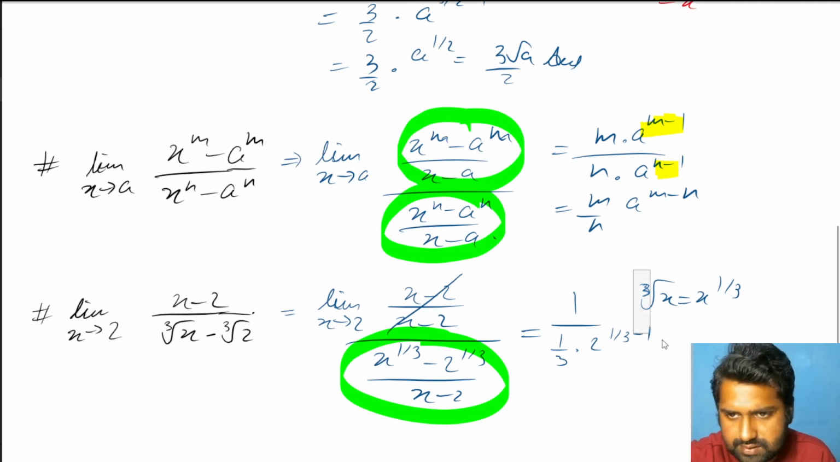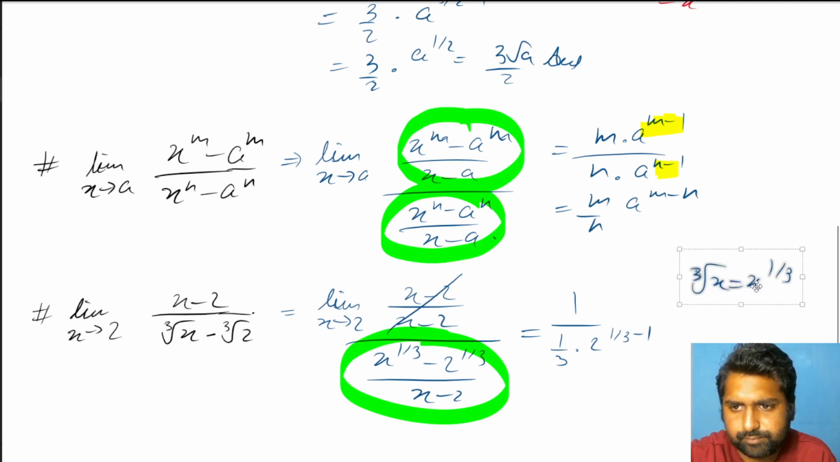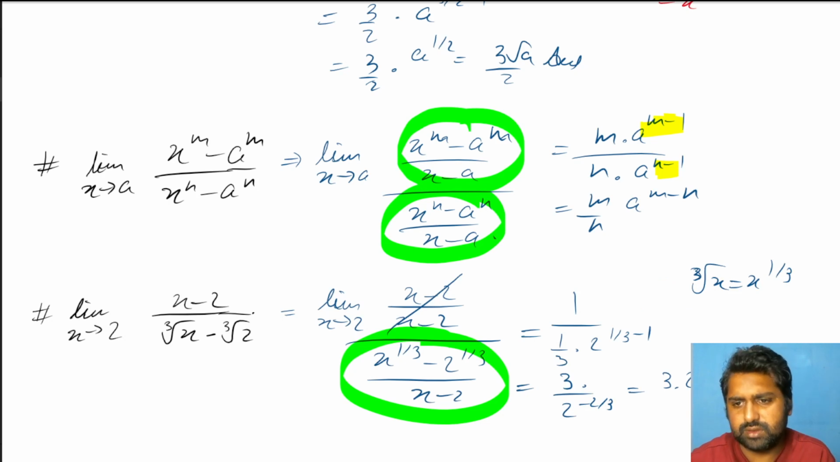Let's take this here. Let's solve this further. This becomes 3 upon 2 raised to power minus 2 by 3. This becomes 3 into 2 raised to power 2 by 3. You can leave your answer there. All right.